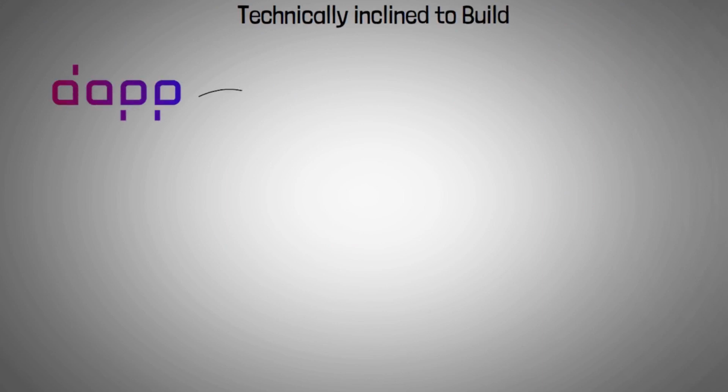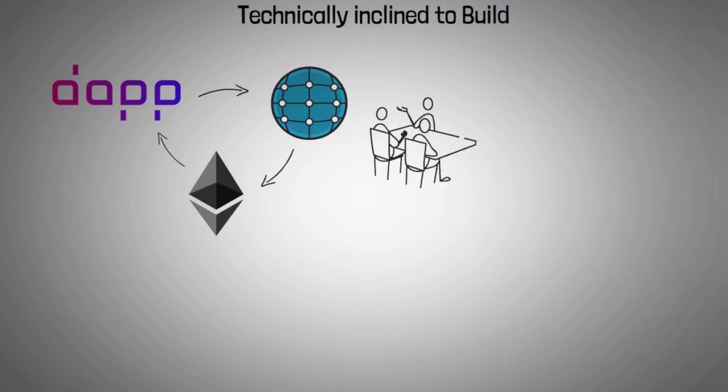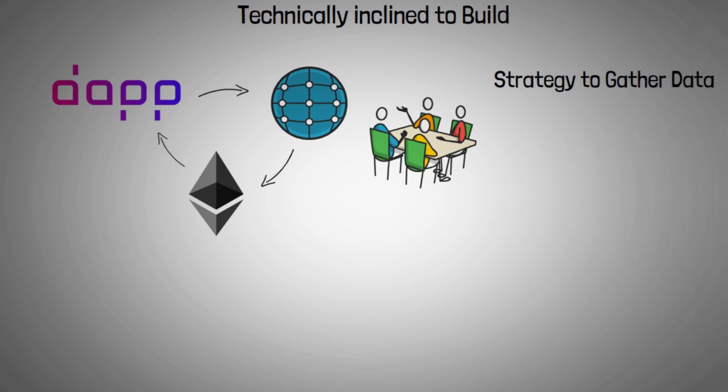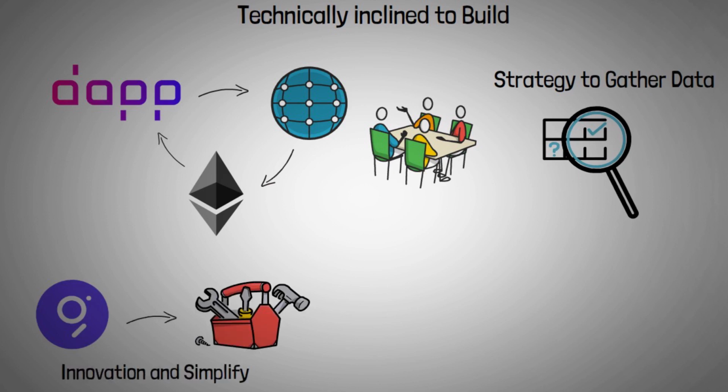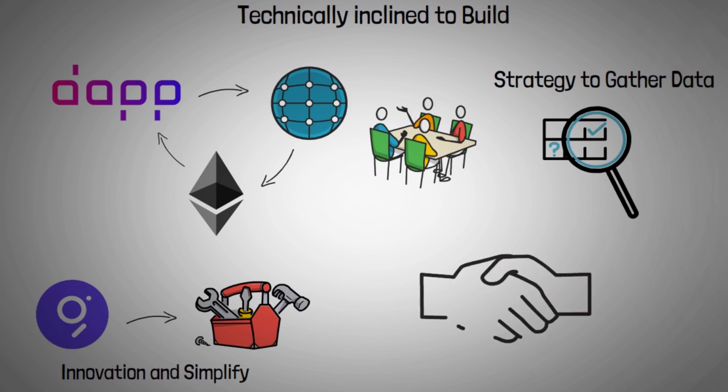Before 2020, you needed to be technically inclined to build a dApp that relies on accessing data from the Ethereum blockchain in an efficient way. Back then, developers had to develop their own strategy to gather data and transform it from different sources. Recognizing this technical barrier, Graph developed a powerful toolset to help drive innovation and simplify this once complicated process. Their primary concern was to accomplish this task without degrading security.